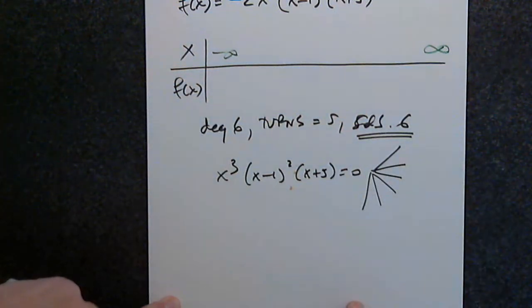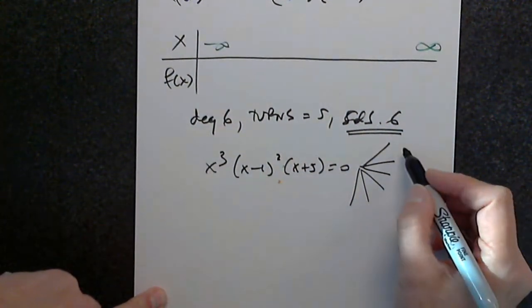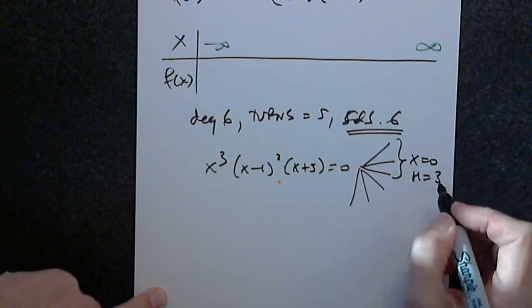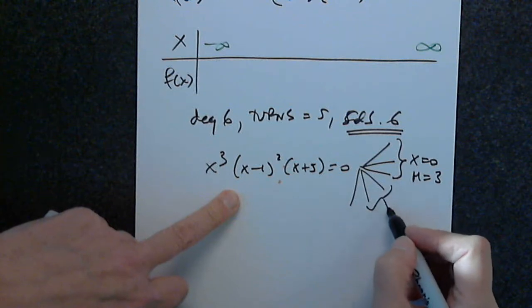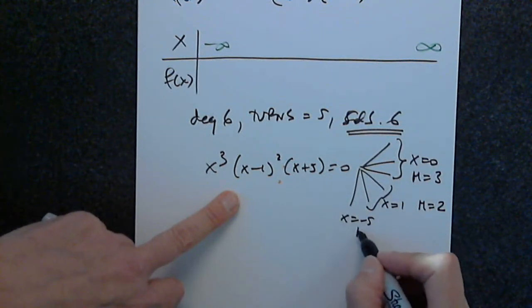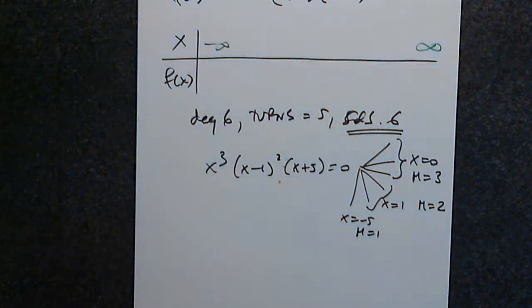So can anyone, with x cubed, x minus 1 squared, and x plus 5, can anyone give us the 6 solutions? 0, 1, right, so 3 of those are 0 with multiplicity 3. 2 of those are 1 with multiplicity 2, and one of them is negative 5 with multiplicity 1. When you add up the multiplicities, you have to get the degree of the polynomial. And indeed, multiplicity 3 plus multiplicity 2 plus multiplicity 1 ends up to 6.